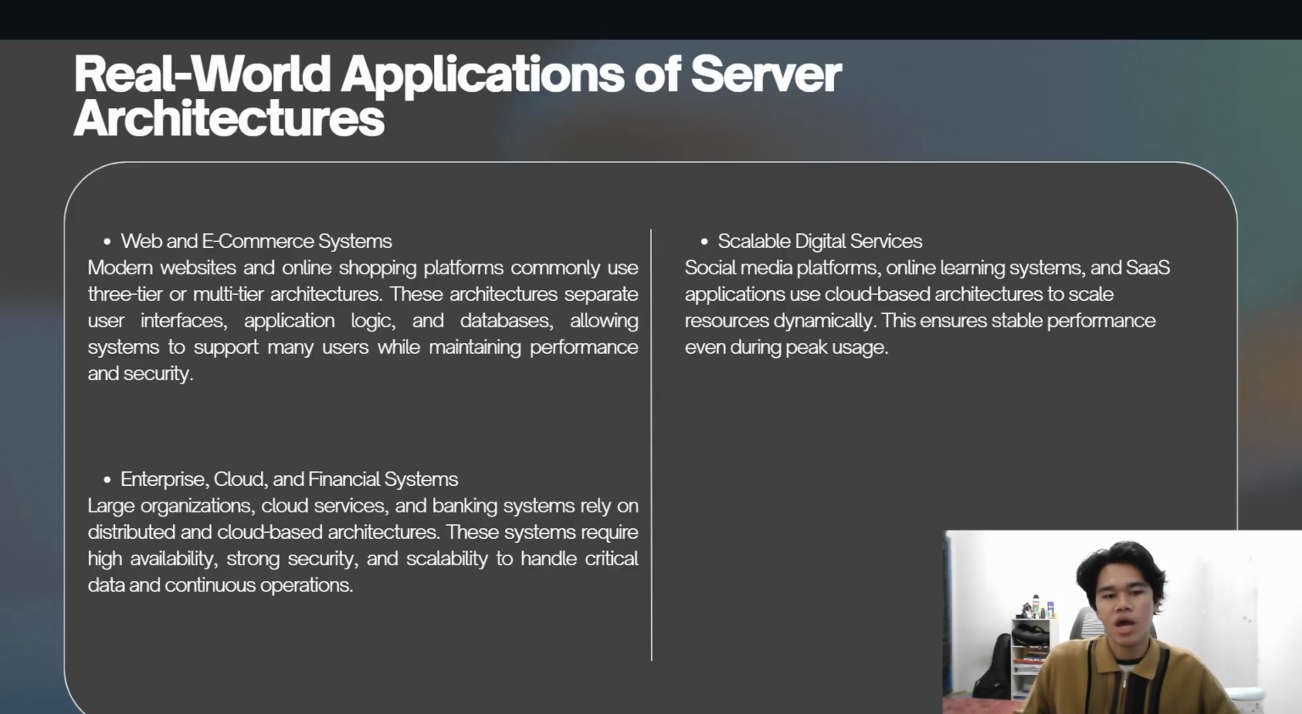How about for enterprise, cloud, and financial systems? Large organizations, cloud services, and banking systems rely on distributed and cloud-based architecture. These systems require high availability, strong security, and scalability to handle critical data and continuous operation. Last one is scalable digital services such as social media platforms, online learning systems, and SaaS applications that use cloud-based architecture to scale resources dynamically. This ensures stable performance even during peak usage.